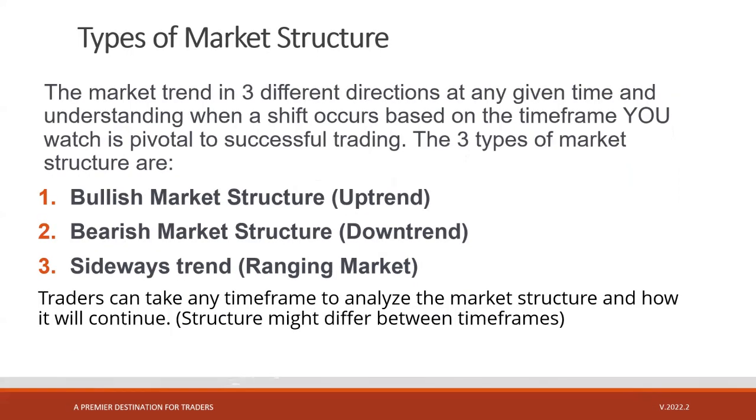Now, the market tends to trend in three different directions at any given time, and understanding when a shift occurs, based on the time frame you're looking at, is pivotal to success in trading. The three types of market structure are: one, the bullish market structure, sometimes called an uptrend; two, the bearish market structure, called a downtrend; and three, the sideways market structure, where price is not really moving up or down, just moving within a range, sometimes called a ranging market. Now, traders can take any time frame to analyze the market.